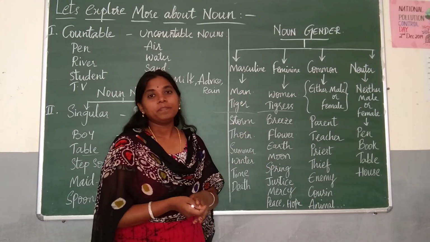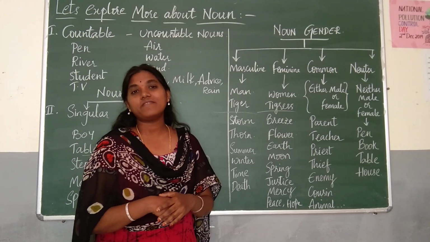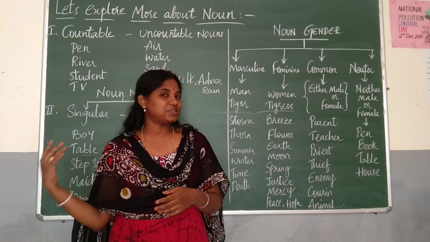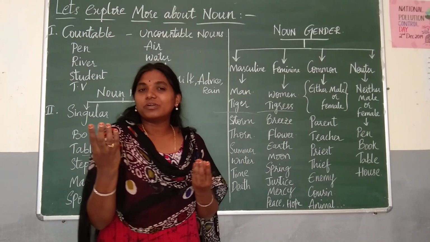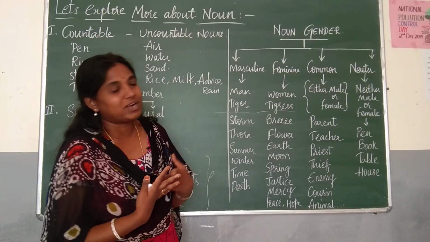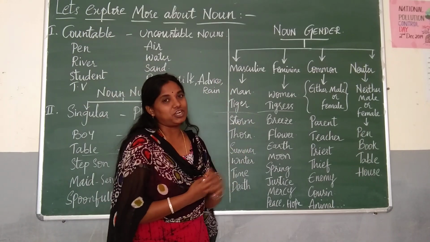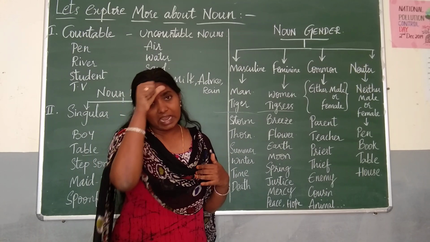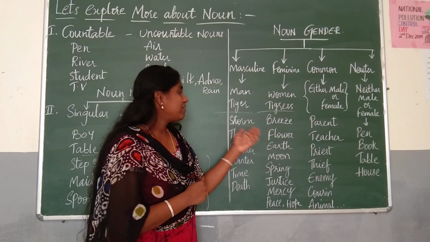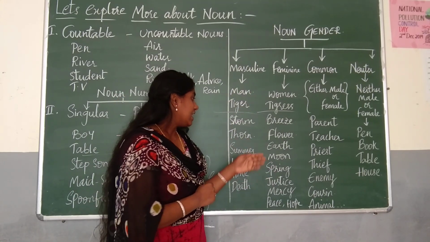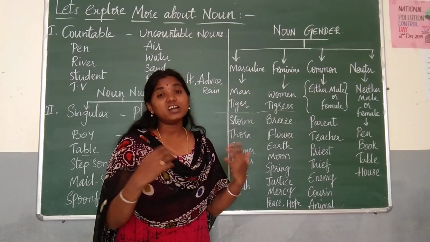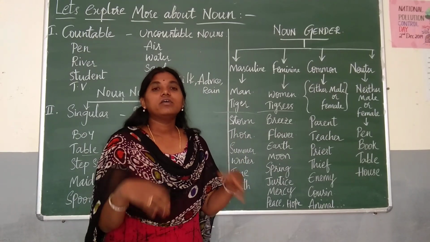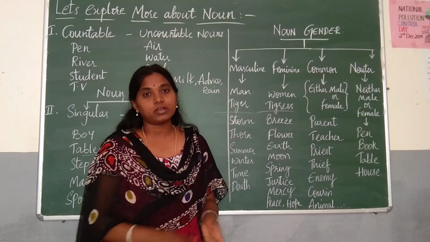Next comes flower. As soon as you look at a beautiful flower, see, beautiful flower, woman is beautiful, flower is also beautiful. So such beautiful things, beautiful creatures in this world come under feminine gender. Flower is also very delicate, woman is also considered delicate, but flower comes into feminine gender.